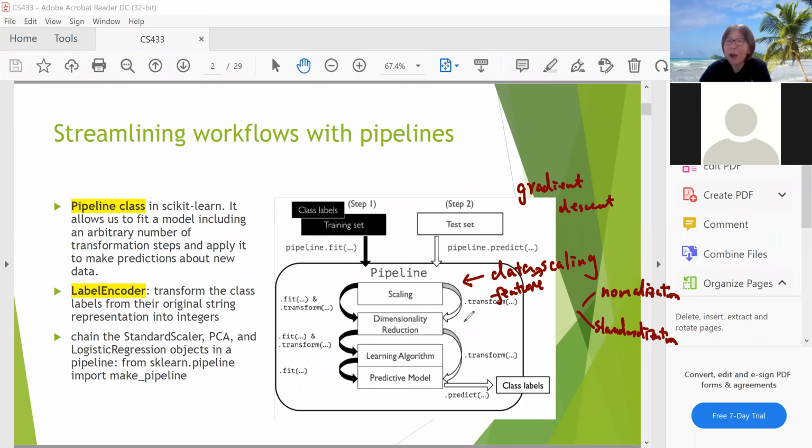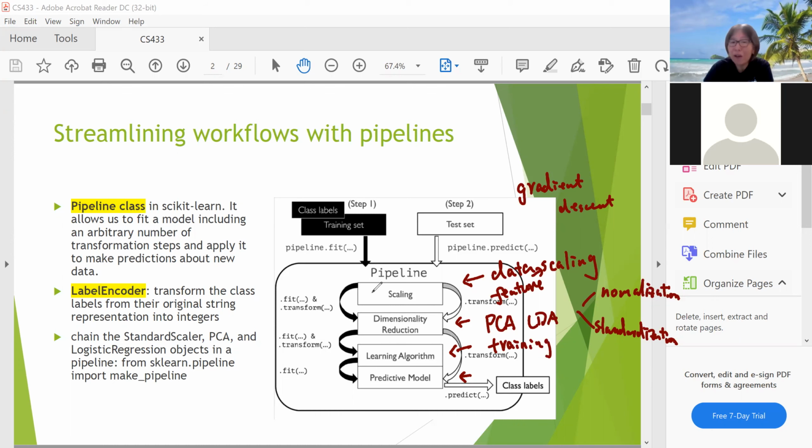And after scaling, sometimes we also need to do dimensionality reduction. If you recall, we discussed techniques like PCA and LDA. After that, we can do training with some learning algorithm, and after training, we do the prediction. So that's generally speaking the steps.